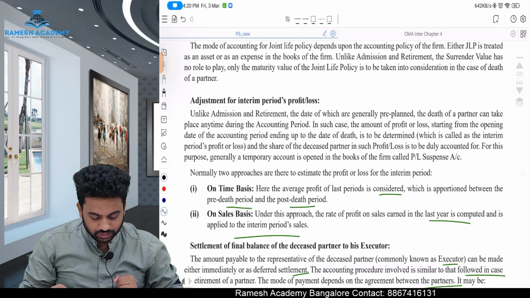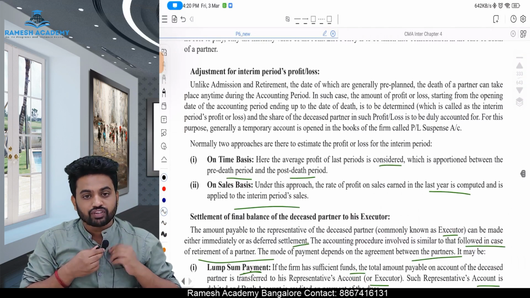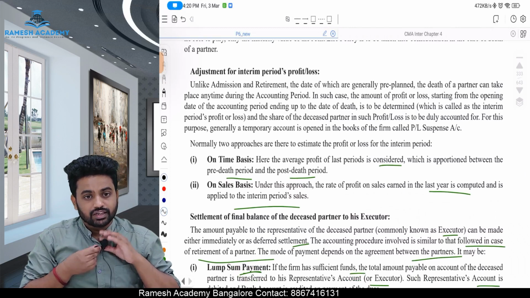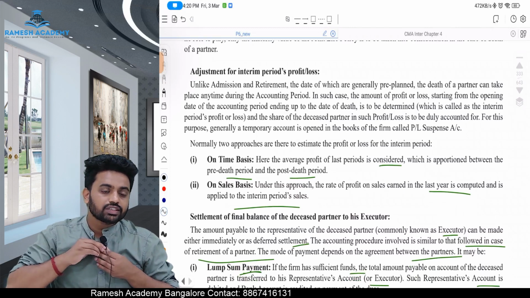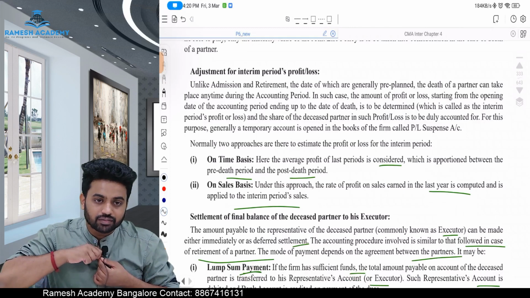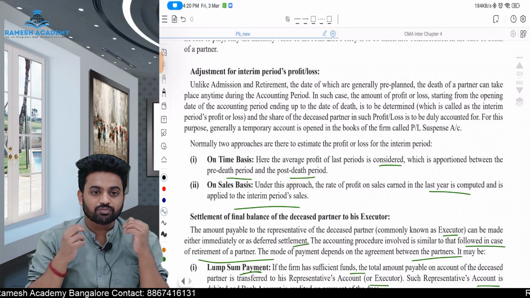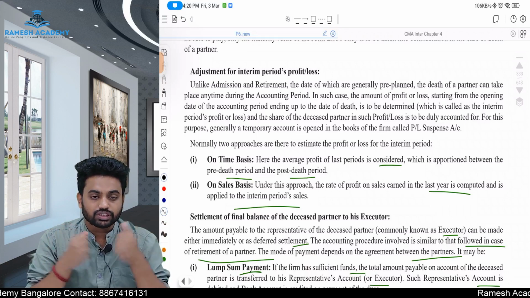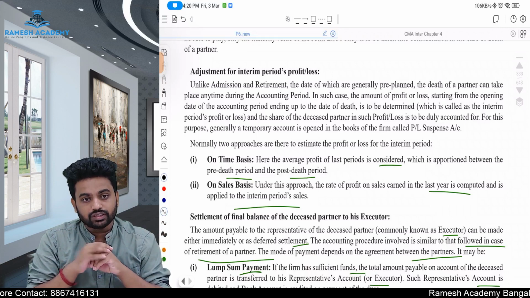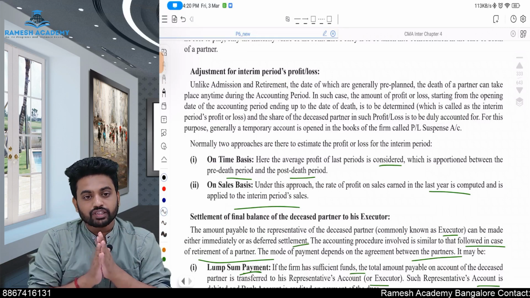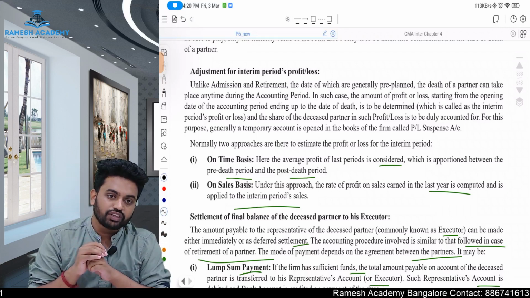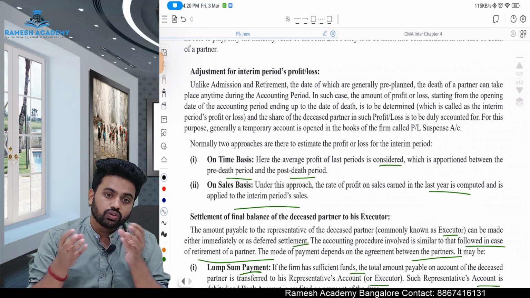Next one is adjustment for interim period profit or loss. Here what happens is, a partner might die in between the year, and until then we have worked something, no? So what we will do is, till that date we will calculate the profit or loss, right?